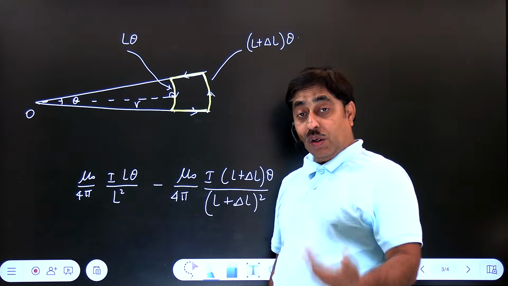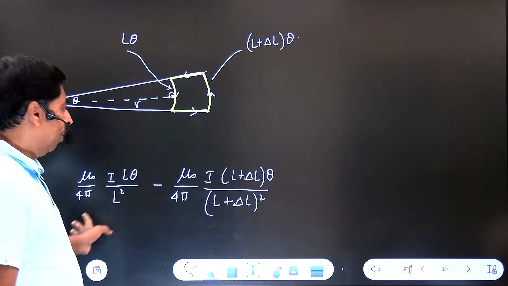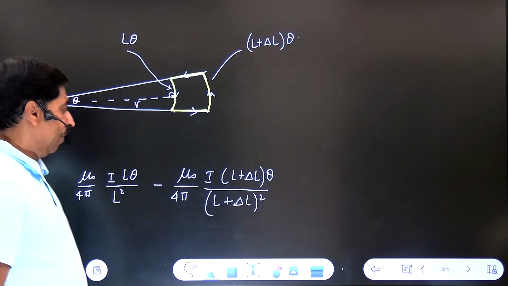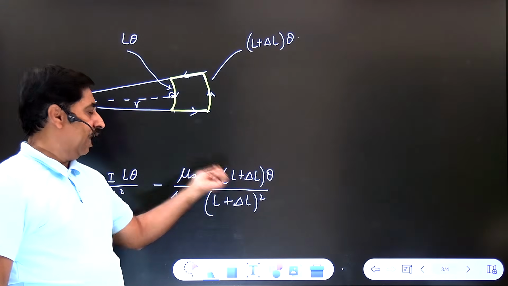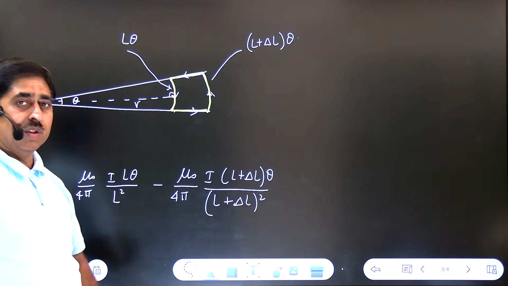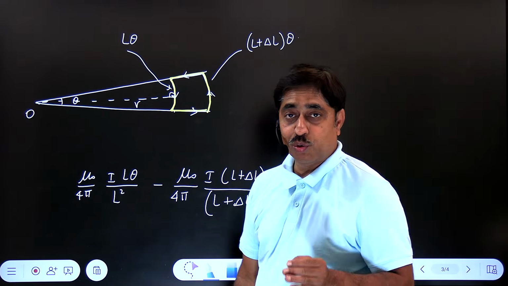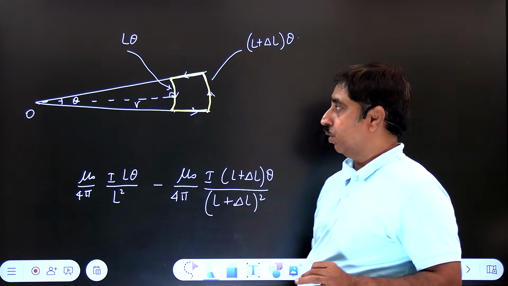Now, because delta L is too small compared to L, many students tend to write it as 0. Because you can neglect delta L in front of L. Here also you can neglect delta L in front of L, and therefore it becomes 0. No, that is not the way in which you should be doing approximations in physics questions.